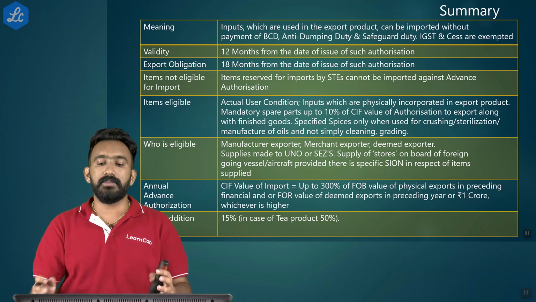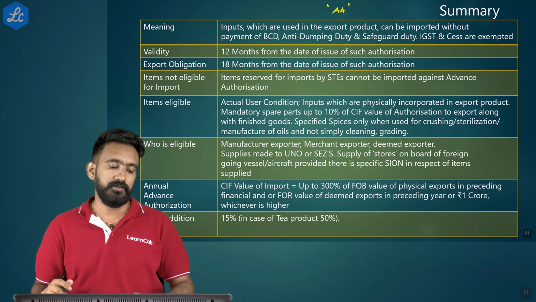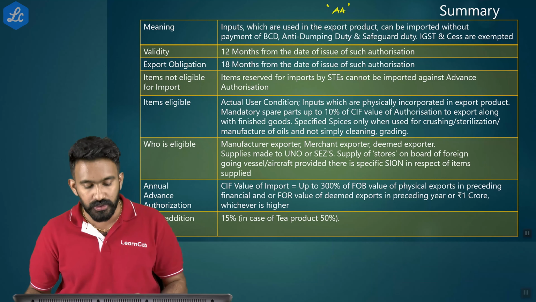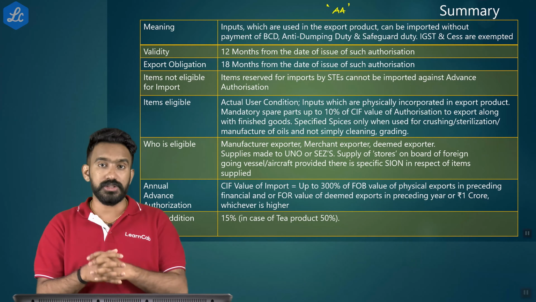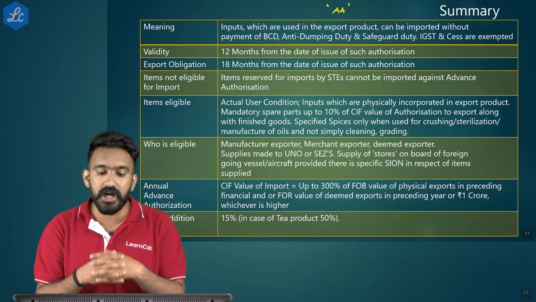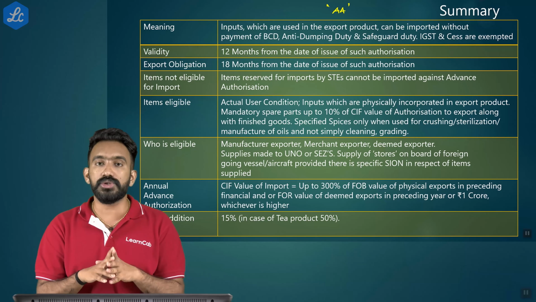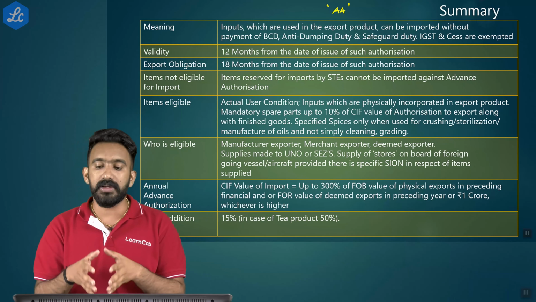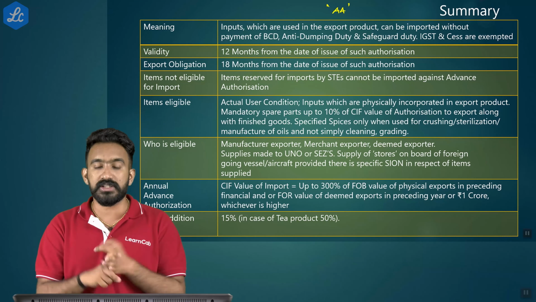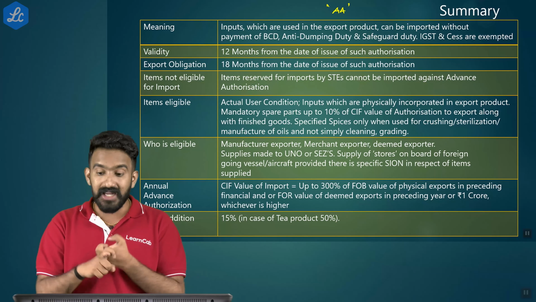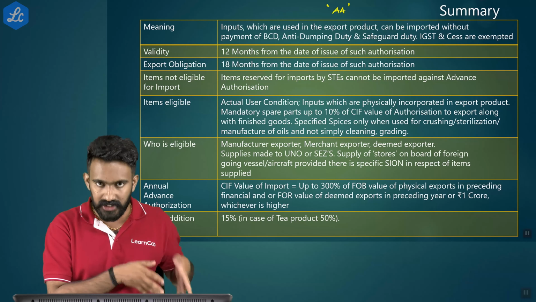Now let's look at the summary of advance authorization scheme. Very important. The day before the examination, you should be able to look at one slide and then you should be able to understand what are the things you should remember. So what is the meaning of this advance authorization scheme? In this particular scheme, inputs which are used in export product can be imported without payment of basic customs duty, anti-dumping duty, safeguard duty. Even IGST and cess are exempted till 31st of March 2020 as per the latest notification in March.